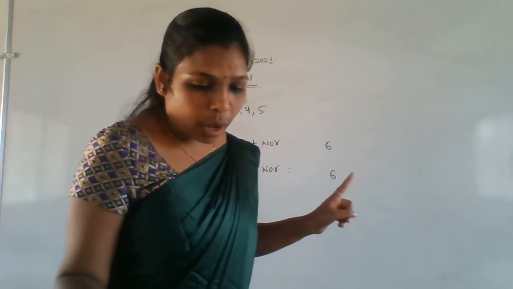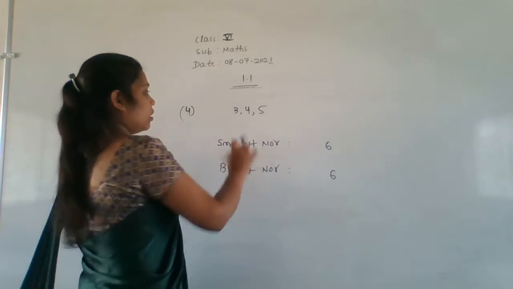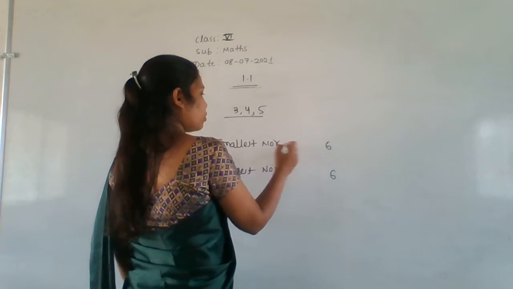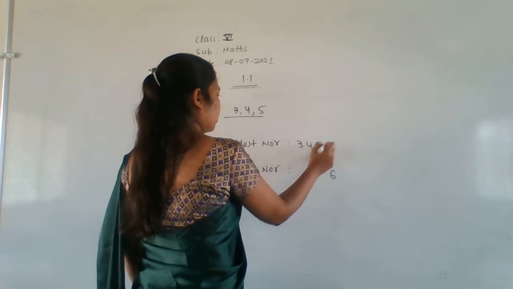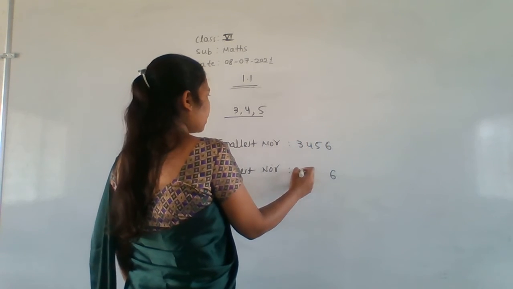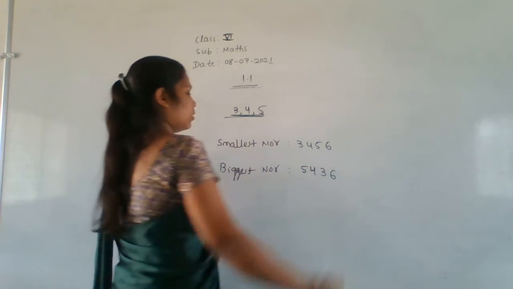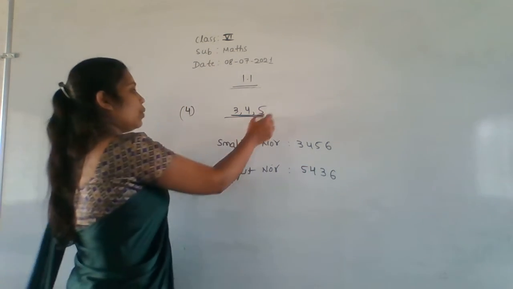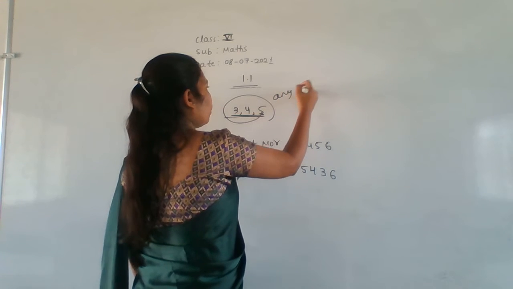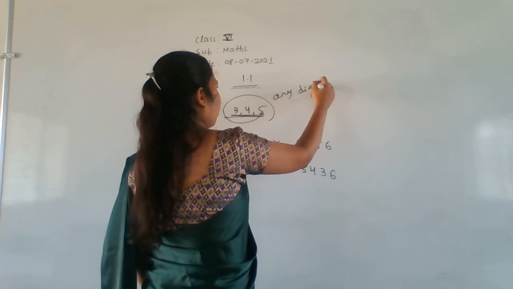So now use this one. For the smallest number, I use 3, 4, 5, 6. And next for the biggest number, 5, 4, 3, 6. So you can use any digits here, not only this 3, 4, 5.